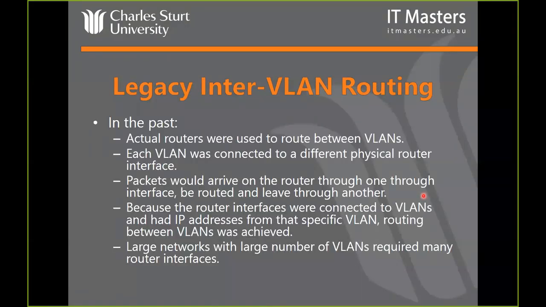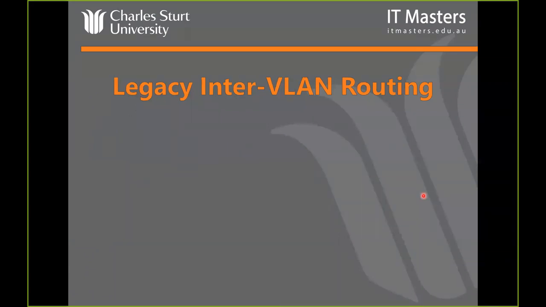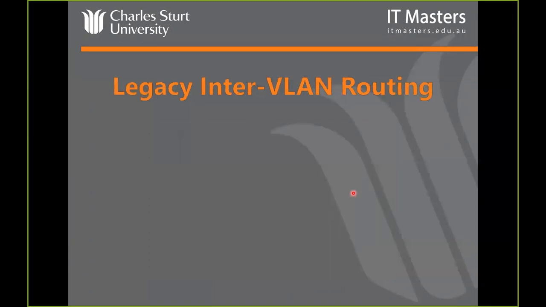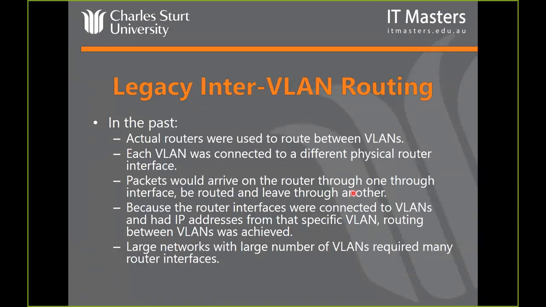So in legacy inter-VLAN routing, or the old way that we used to do it, actual routers were used to route between VLANs. Each VLAN was connected to a different physical router interface. So if we look at this diagram, we have two physical interfaces for two VLANs. Okay, not very scalable. Packets would arrive on the router through one interface and be routed out the other interface.